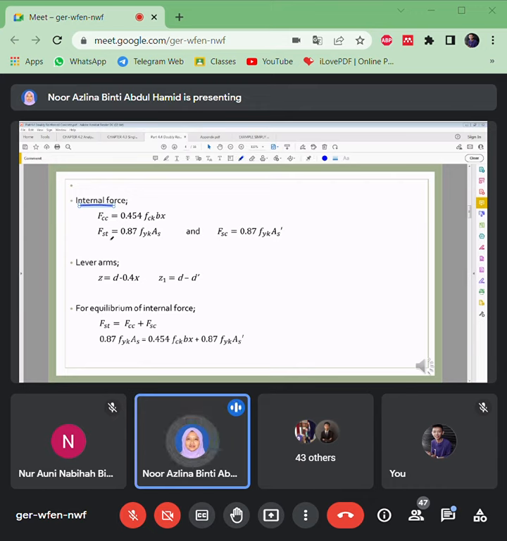For the tension reinforcement, FST is 0.87 FYK multiplied with the AS. For FSC, the force for steel in compression, you have to multiply with the compression reinforcement. Same goes for the compression reinforcement.